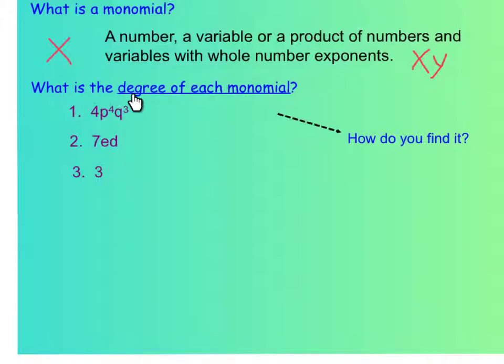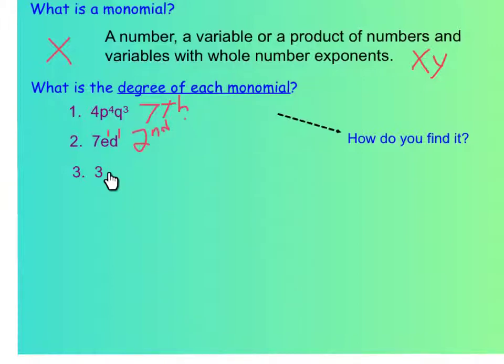So what is the degree of each monomial? Here's how you find the degree. You look at just the variables, and you add up their exponents. So 4 plus 3, this would be a 7th degree monomial. Here, I have invisible 1 and invisible 1. Notice I don't look at the 7, I just look at these two. So 1 plus 1 is 2. So that's a 2nd degree.